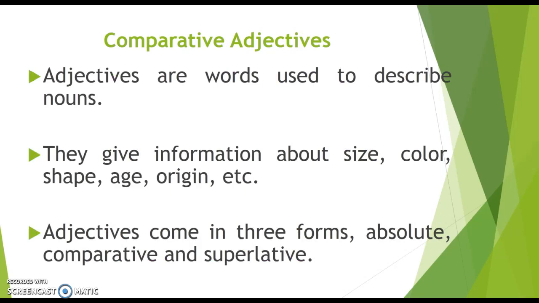Adjectives are used to describe nouns. They give information about the size, the color, the shape, the origin, etc., depending on what you are looking at, or depending on the information you want to express, the opinion you want to say. As well, adjectives come in three forms: absolute, comparative, and superlative.